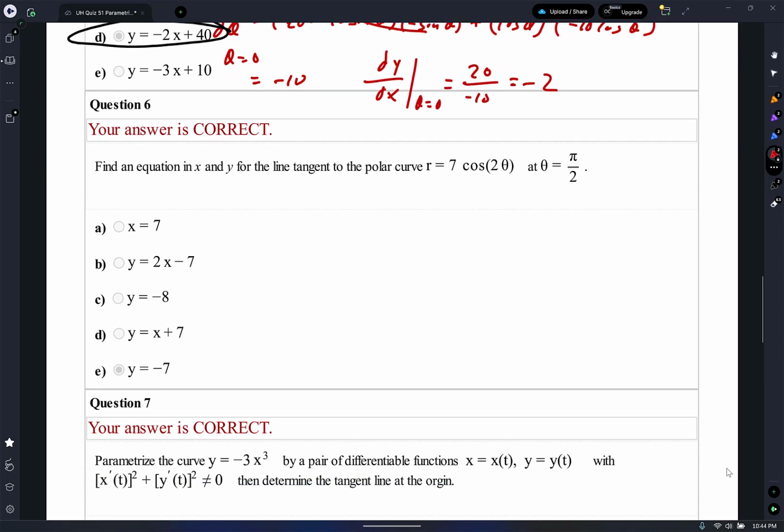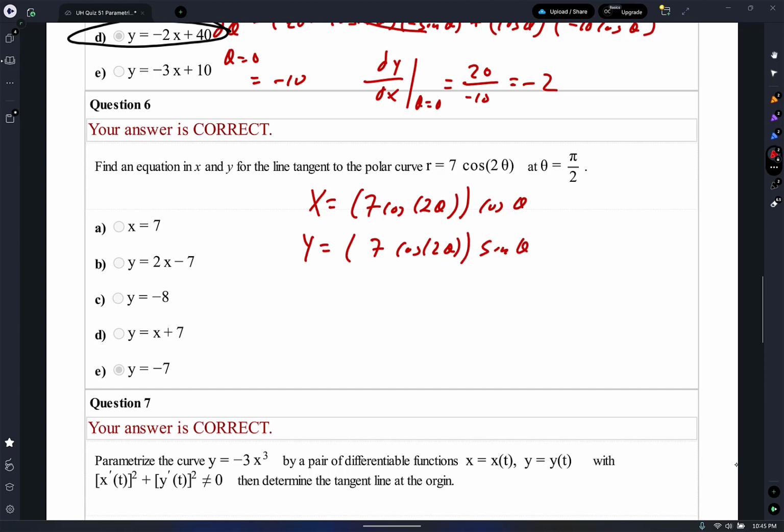Find an equation in x and y for the line tangent to the polar curve r equals 7 cosine 2 theta at theta equals pi over 2. So again, you need a point and a slope. So we're doing the same thing. x equals r cosine theta, so 7 cosine 2 theta times cosine theta. y equals 7 cosine 2 theta times sine theta.